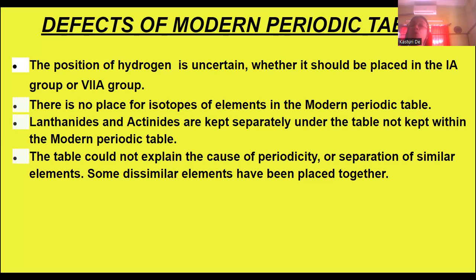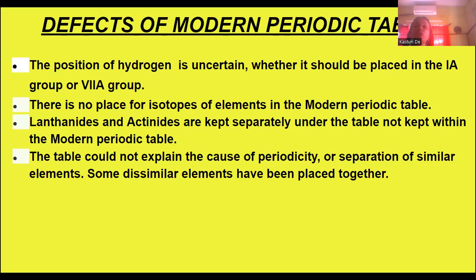Then the table could not explain the cause of the periodicity. Why the periodicity is happening, the table is not able to mention that, or why similar elements are being separated, that is also not explained properly. Now, some dissimilar elements have been placed together. That is also a defect of the modern periodic table.